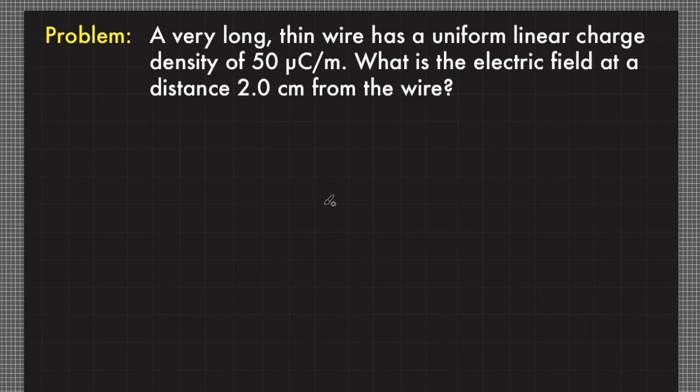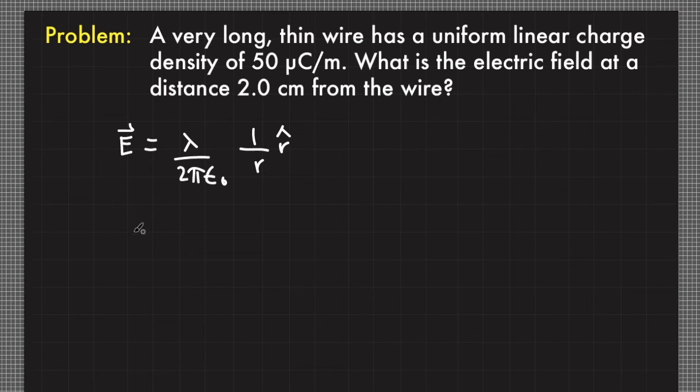Let's try to answer problem 43 from OpenStax University Physics Volume 2. So in this problem, a very long thin wire has a uniform linear charge density of 50 microcoulomb per meter. We are asked to find the electric field at a distance 2.0 centimeters from the wire. So we already derived the electric field for a thin wire using Gauss's law, and it is equal to lambda over 2 pi epsilon naught times 1 over r r hat.